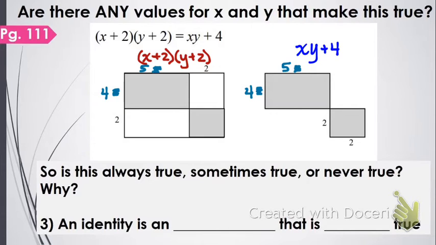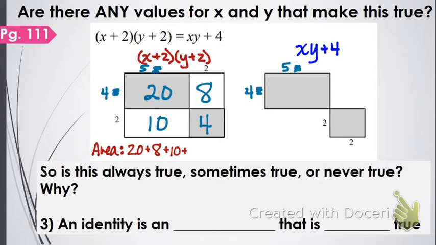So if we do 5 and 4, what's the area of this space right here? 20. What would be the area of this space right here? 8. What about here? 10. And here? 4. So if I wanted to know the total area for this one, I need to add up all those pieces, right? So I take 20 plus 8 plus 10 plus 4. What would that give me? 42.